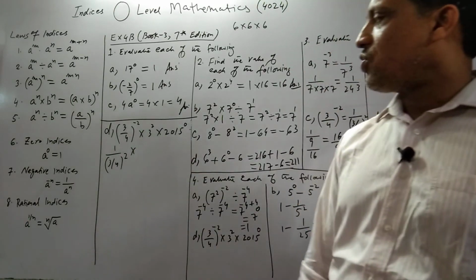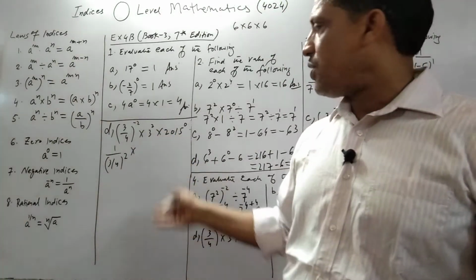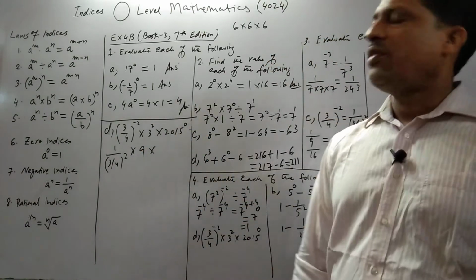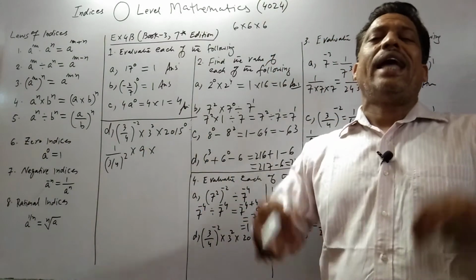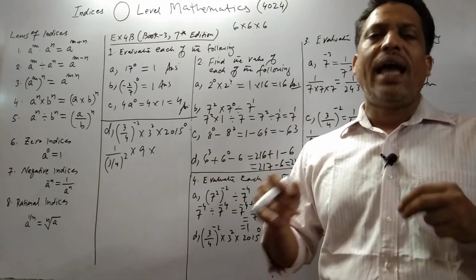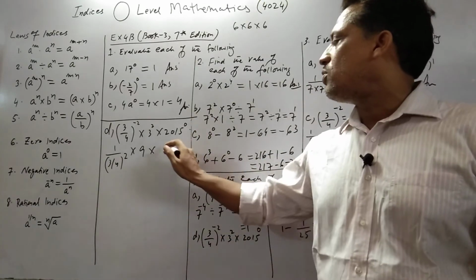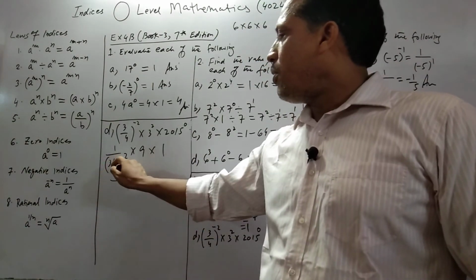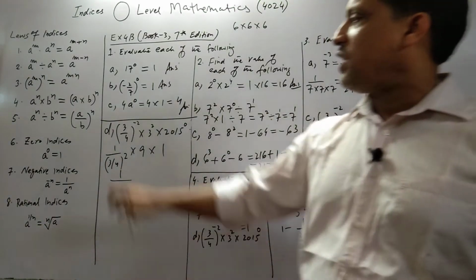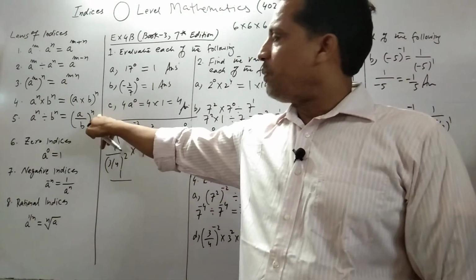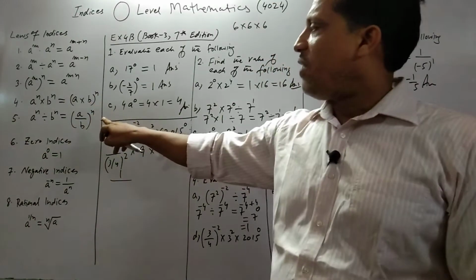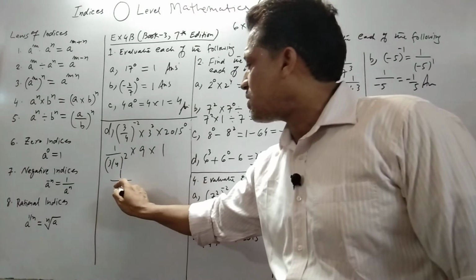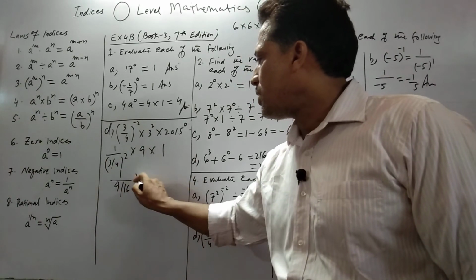Into 3 square. 3 square is, 3 3s are 9. This is 2015 to the power 0. Student, any number, any variable, any letter to the power 0 is always 1. So 1 upon, apply 3 upon 4 square. Which law is applicable? This one. If you see some fraction to the power, then you apply the power on each and every number. So 3 square and 4 square. 3 square is 9 and 4 square is 16.